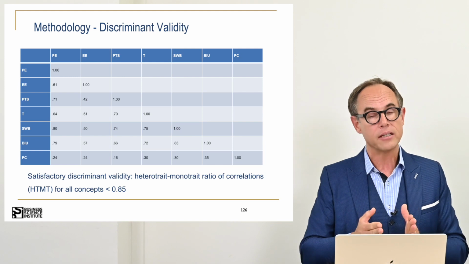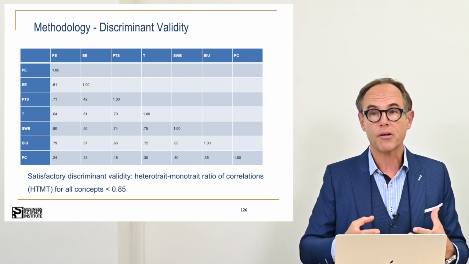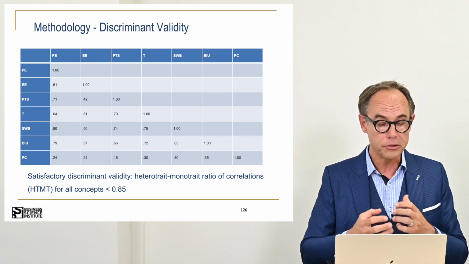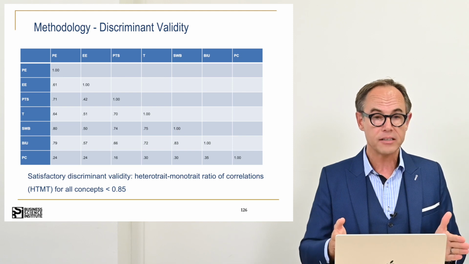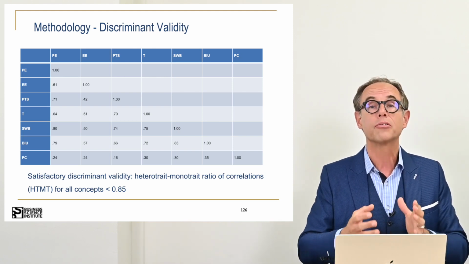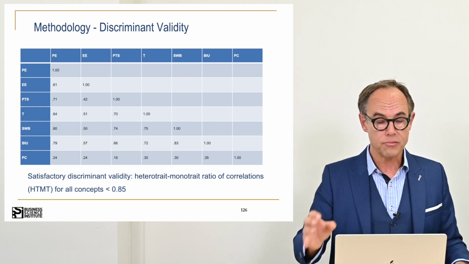The discriminant validity is also satisfactory. We can see here that the different concepts or scales are not very strongly correlated, indicating a satisfactory discriminant validity, because if the discriminant validity is not good, we cannot apply existing structural equation modeling to measure and test our hypotheses.